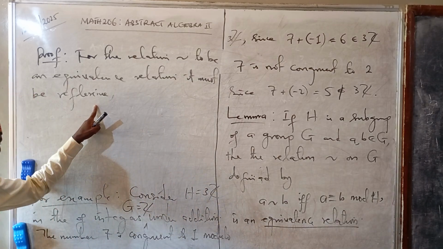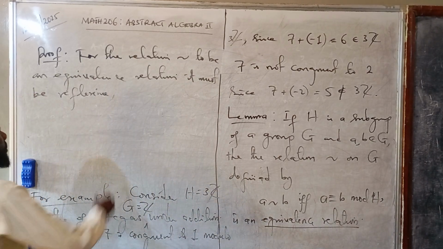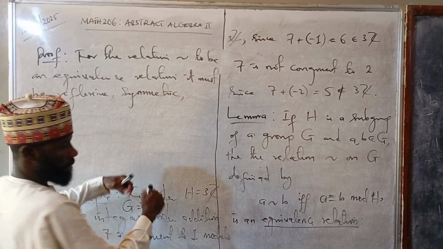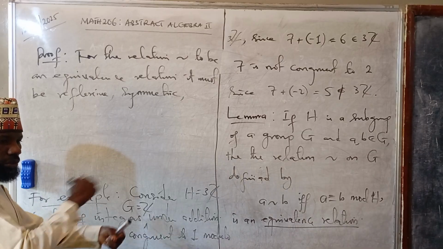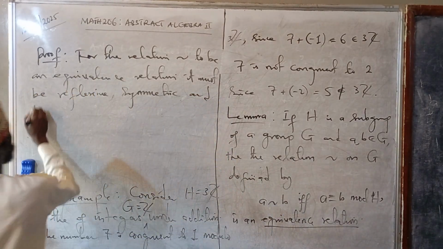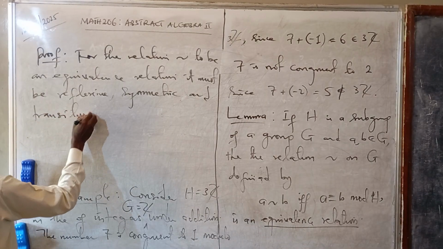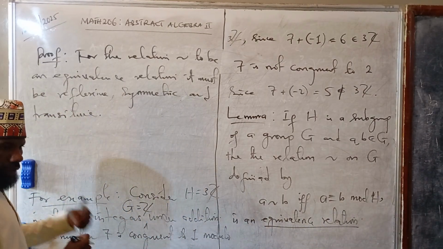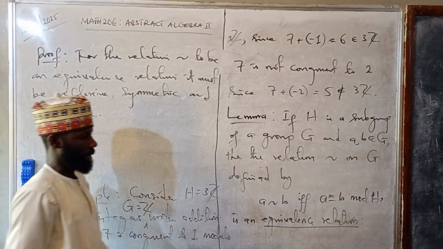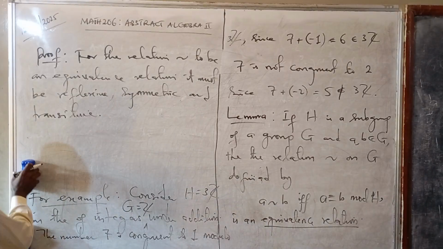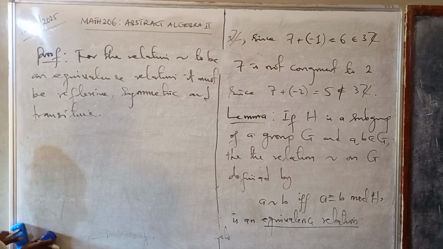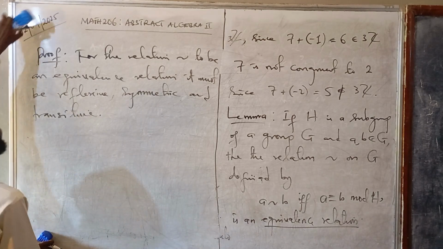Reflexive means every element must relate to itself in the group. Symmetric means that if A is related to B, then B must also relate to A. Transitive means if A is related to B and B is related to C, then A must relate to C directly. That is what transitivity of a relation means.